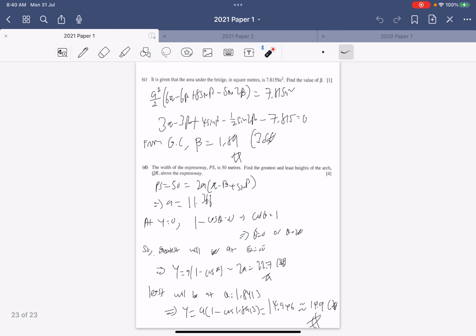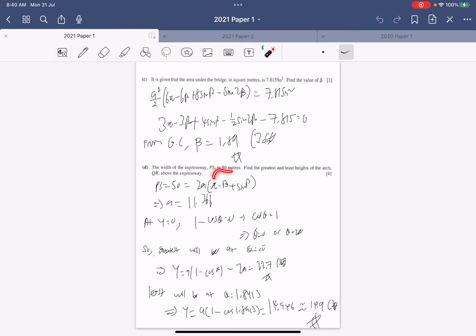And the last few parts is that now we know that the area under the bridge is 7.8159 a squared, and we want to find the value of beta. Well, you just equate this area with this, cancel out the a squareds, simplify it to get this equation now. Then you just plug this into your GC and see where the x-intercept is. So that's the beta.